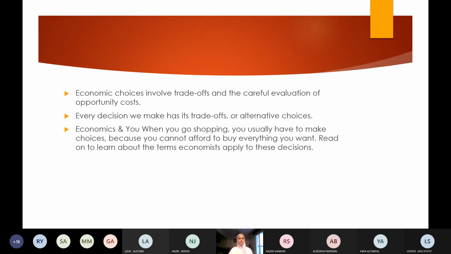So he says to you that in economics, choices involve trade-offs and careful evaluation of opportunity costs. What does it mean? It means that every decision we take, whether to sleep, attend classes, or go out with my mom to have breakfast in the mall, has its trade-offs. Trade-offs mean alternative choices.